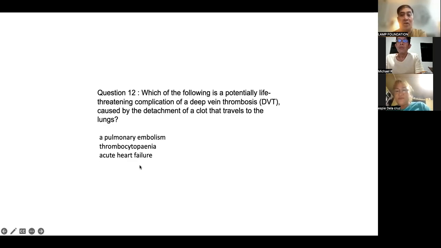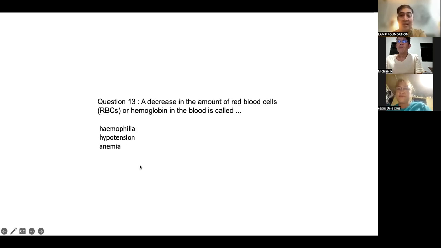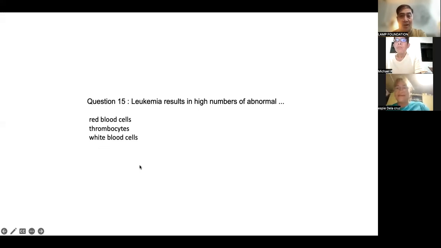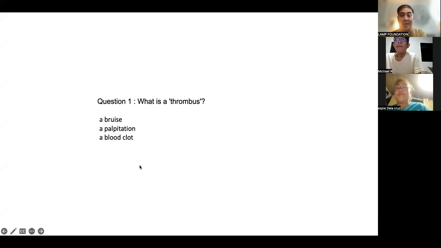Reynolds disease. Which of the following is a potentially life-threatening complication of a deep vein thrombosis or DVT caused by the detachment of a clot that travels to the lungs? A pulmonary embolism. Good. A decrease in the amount of red blood cells or hemoglobin in the blood is called? Anemia. What is the name of the disorder which impairs the body's ability to control blood clotting? Hemophilia. Leukemia results in high numbers of abnormal what? White blood cells. What is a thrombus? Thrombus is a blood clot.